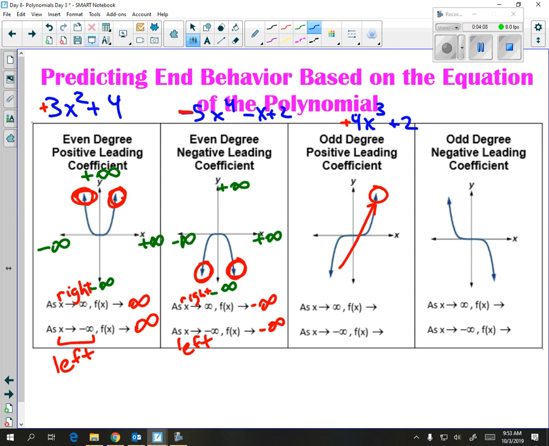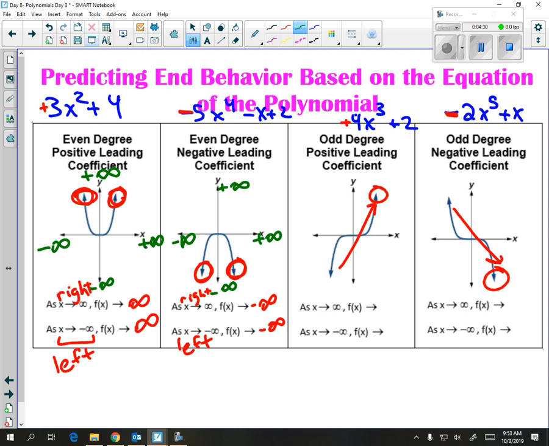Overall, this graph is going upwards because there's a positive leading coefficient. If you have a function with a negative leading coefficient, negative 2x to the fifth plus x, there's a negative out front. That means you're going to start from the top and go down. So your arrow on the right should be down below.